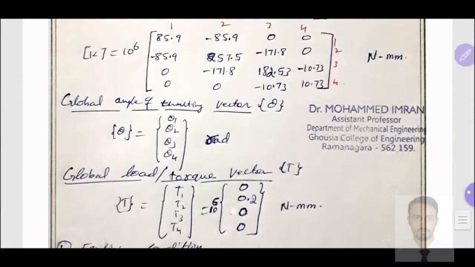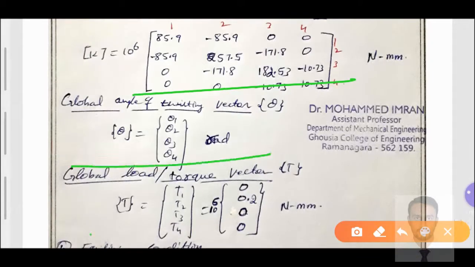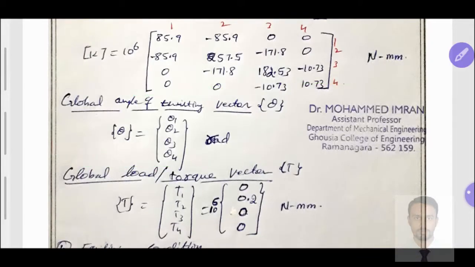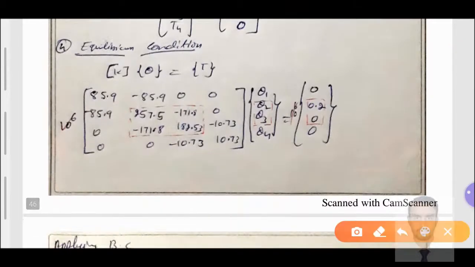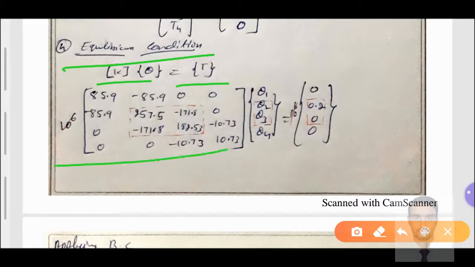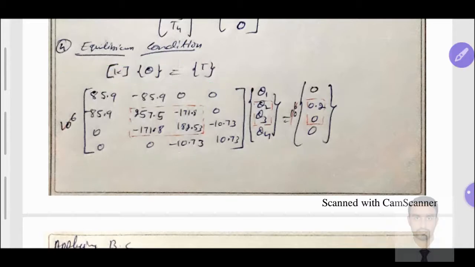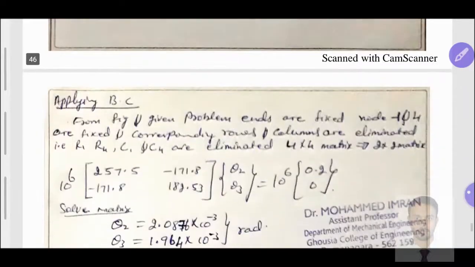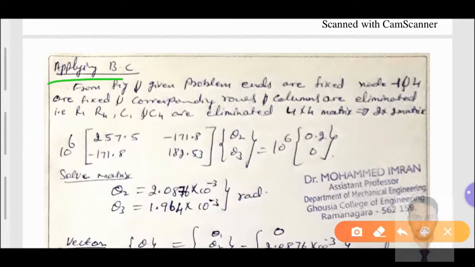See this. After getting the global stiffness matrix, global displacement vector and global force vector or load vector, bring all values in terms of the equilibrium condition, k theta is equal to T. Then substitute those values, as I have substituted here. We got the equilibrium equation. After getting that equilibrium equation, the next step is applying the boundary condition.